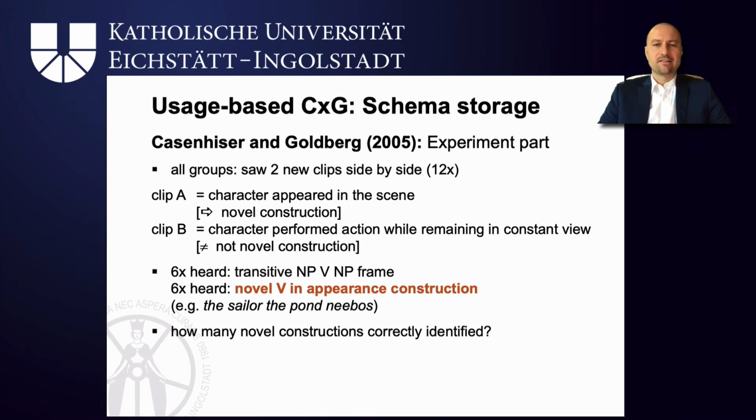Then the children heard 6 transitive constructions, noun phrase, verb, noun phrase, that fitted clip B, and 6 times they heard the novel construction with a novel verb. So the sailor, the pond, nibooz fits the pattern that they saw, NP1, NP2, novel verb, but they hadn't seen nibu. So this experiment doesn't test whether the kids learn the specific verbs, moopu for example, but whether they can generalize to the underlying schema.